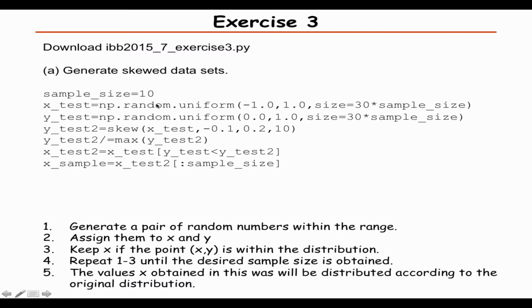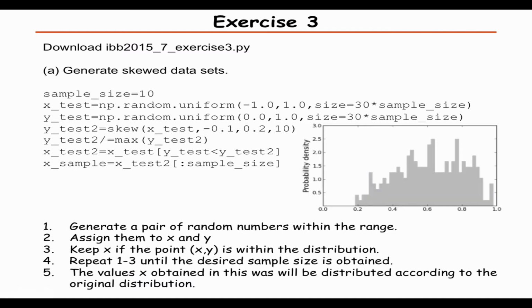So now we use a uniform distribution in both x and y, and the y-axis range is from 0 to 1, and the x-axis range is from -1 to 1. And if we want a sample size of 1, we need to generate a few more. In this case, just to be on the safe side, we generate a lot more, 30 times more, because we're going to reject a lot of them. The way we're going to do it is, if we have a distribution, now this is actually an experimentally obtained distribution that we want to resample. So what we do is we generate a random x value and a random y value.